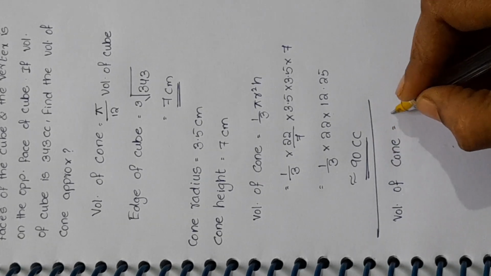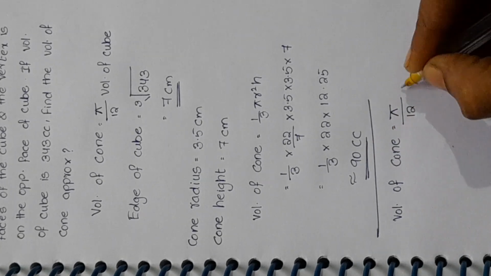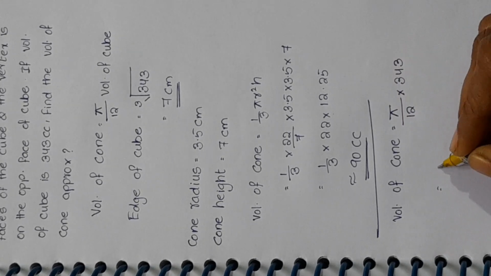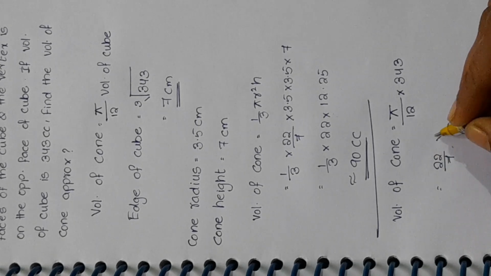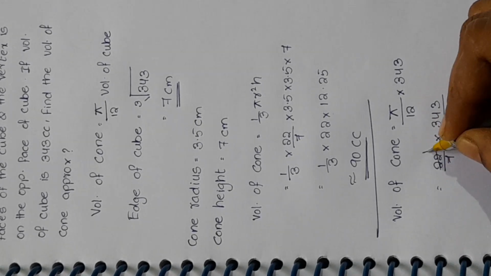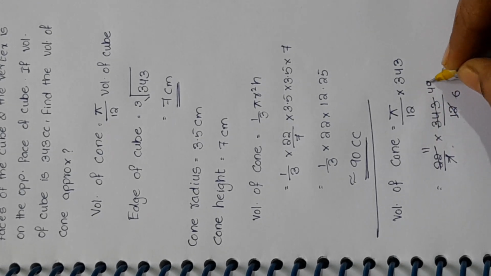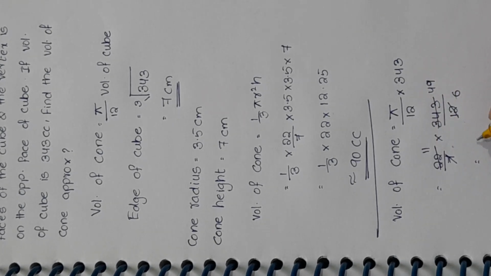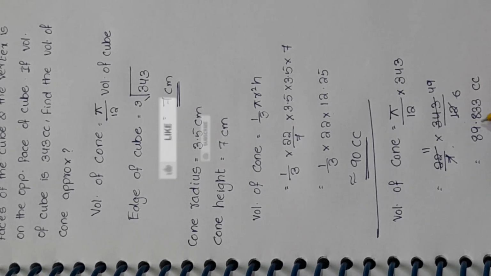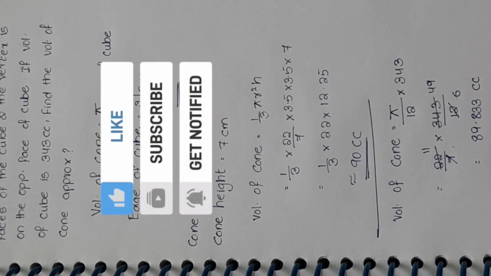By applying the above formula directly, the volume of the cone is pi by 12 into the volume of the cube, that is 343. So 22/7 into 343/12. 2 6s, 2 11s, 7 ones are 7, 49 times. That is 49 into 11 by 6. We get this as 89.833 cubic centimeters. This can be approximately written as 90 cubic centimeters.